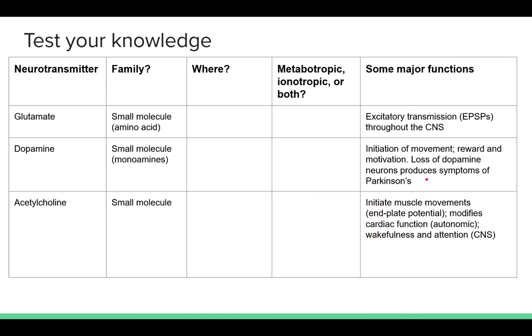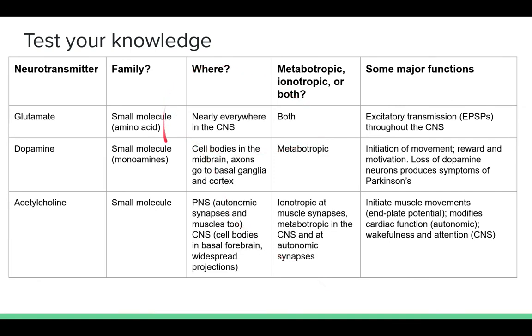And finally, we've talked about a couple different roles for dopamine, most prominently its role in the initiation of movement and its role in Parkinson's disease. Now, the rest of these you might find a little bit more difficult. Maybe pause now and go back and see if there are any that you can recall.